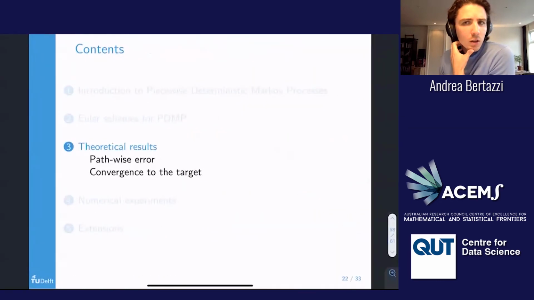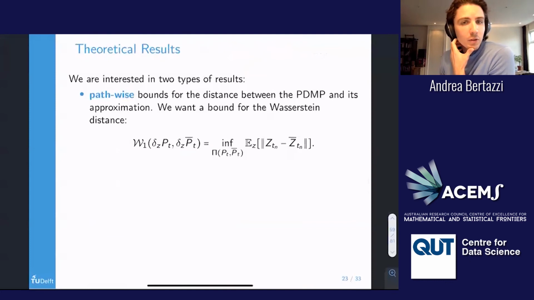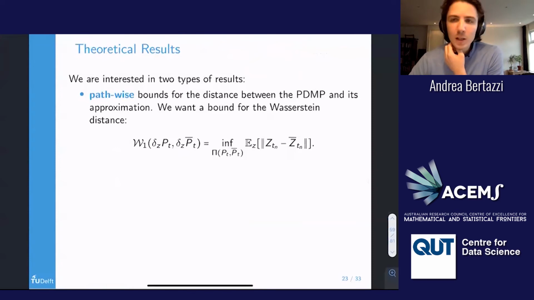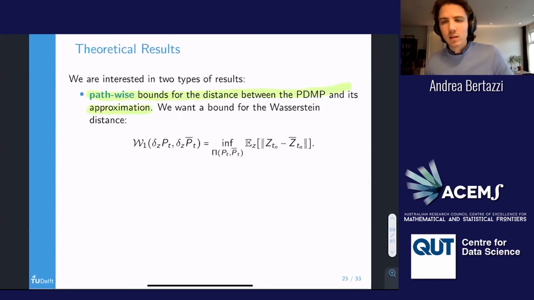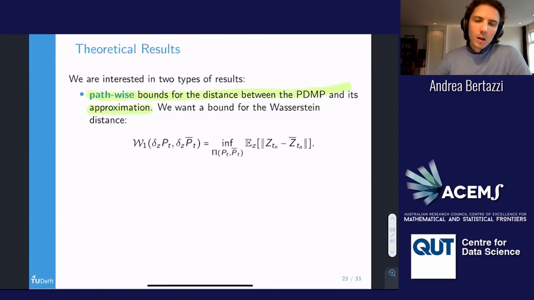Okay, then I would like to state the two main theoretical results that we have. Because of course, whenever you introduce an approximation scheme, you would like the approximation process to be close to the original one. And therefore, we would like to find some pathwise bounds for the distance between the PDMP and the approximation. Pathwise meaning there will be some coupling involved, but okay. And in particular, what we can show is a bound for the Wasserstein distance, in particular this Wasserstein distance.